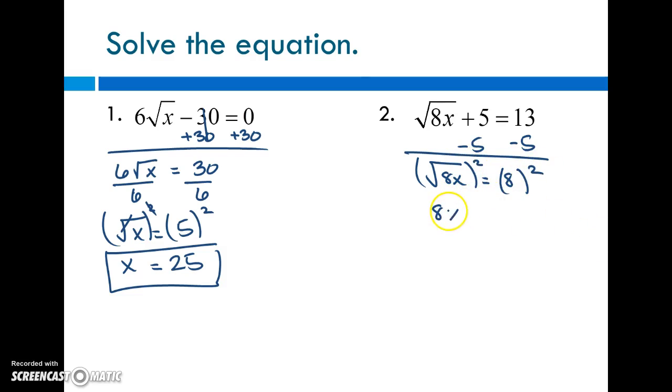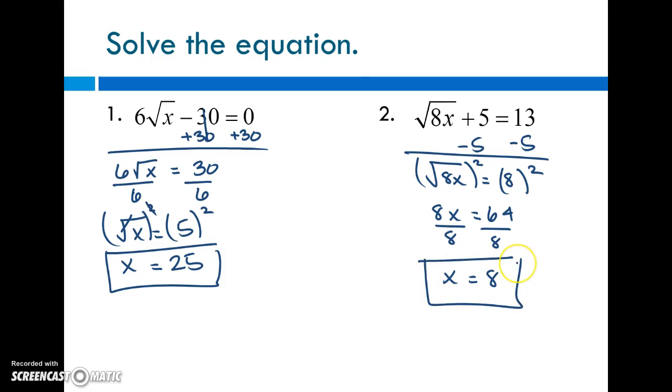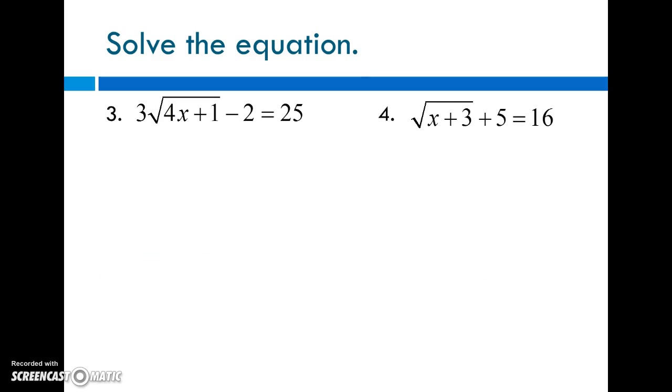And I have 8x is equal to 64. Divide both sides by 8. X equals 8. There you go. So for your next example, same directions, just slightly different.